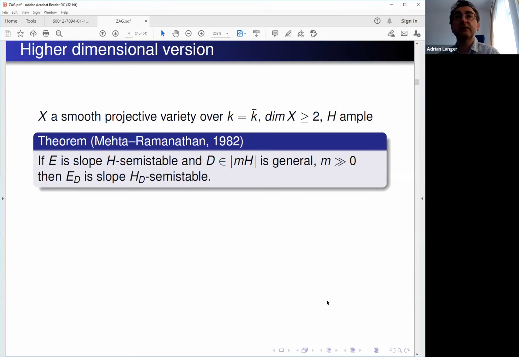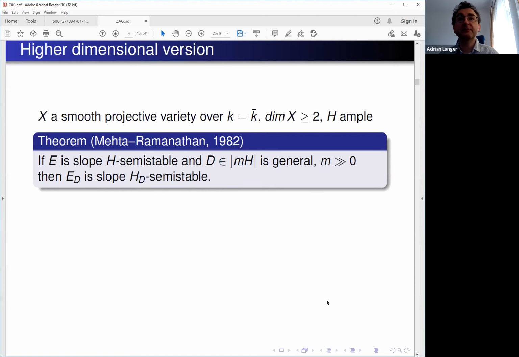But we can try to cut down to the surface case if we have something higher dimensional, and there is a theorem of Mehta and Ramanathan, which says that if we have something that is slope semi-stable and we take a general hyperplane section of very, very large degree, then the restriction to this general divisor is slope semi-stable with respect to the restriction of this ample polarization.